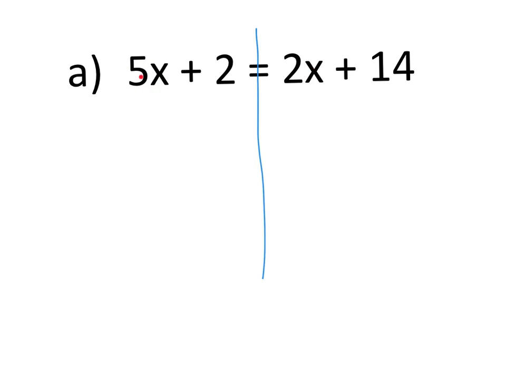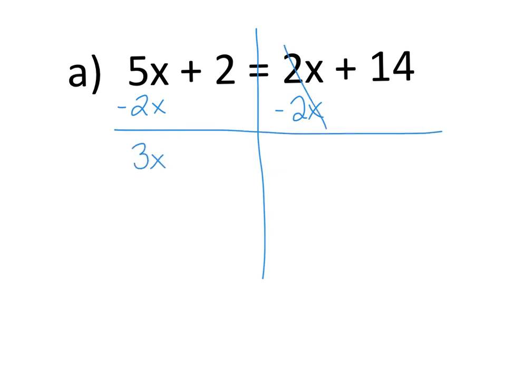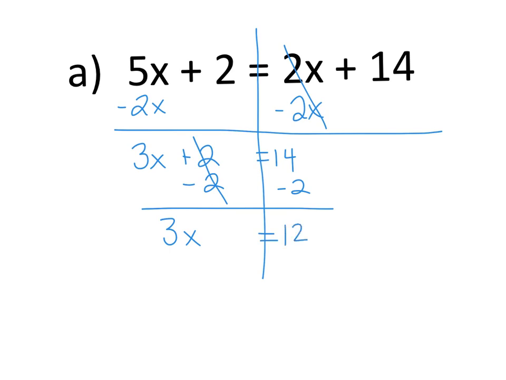If you want to subtract the 5x and bring it over to this side, that's okay. And then if you want to subtract the 2x and bring it over to the side, that works too. All right, so I'm going to go ahead and just subtract the 2x over to the other side. So those will cancel. So I have 3x plus 2 equals 14. I'm going to subtract 2 now from both sides and get 3x equals 12. And then I'm going to divide both sides by 3. So x equals 4. And that's going to be my final solution.